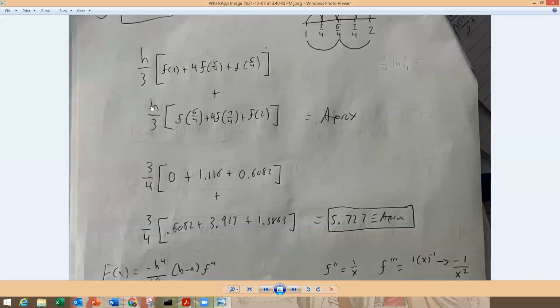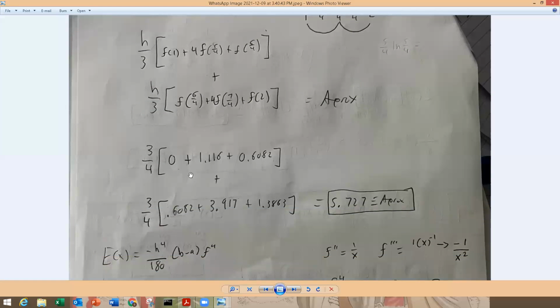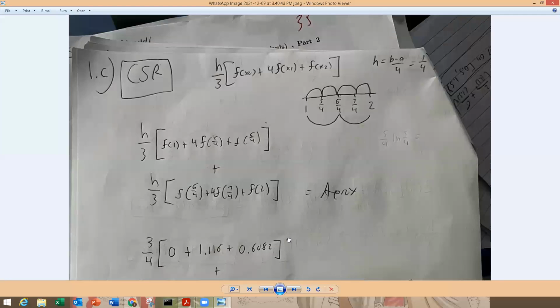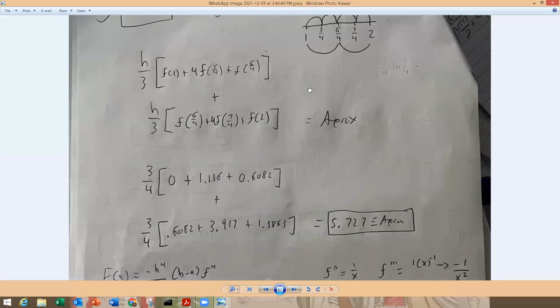And then we do the second little iteration, h over 3, f of 6 over 4. So you just start where you left off, plus 4f of 7 over 4 plus f of 2. This gives you your approximation. So when I plugged it in and added them up, I got this, which of course, again, I don't know how I got it so wrong, but yeah.